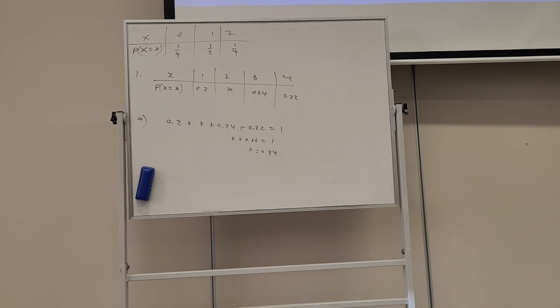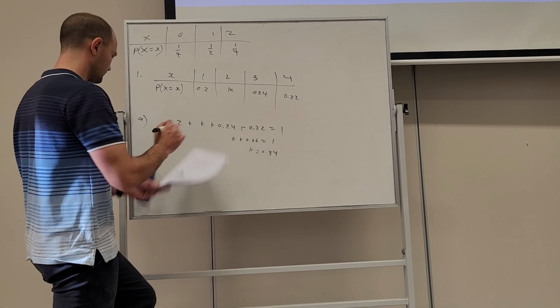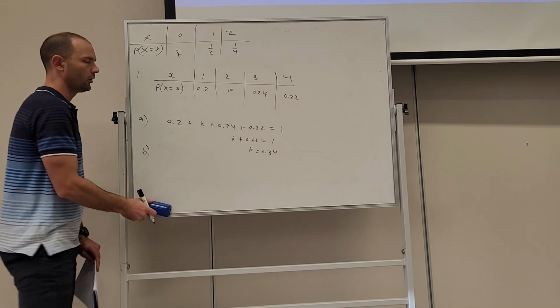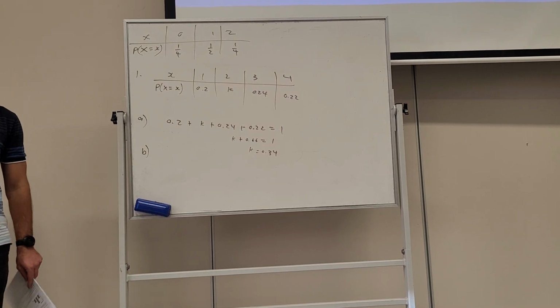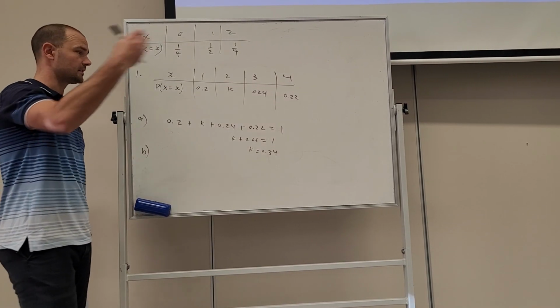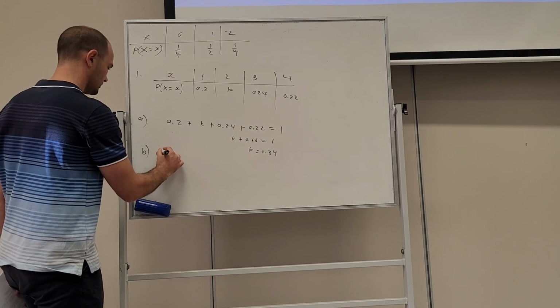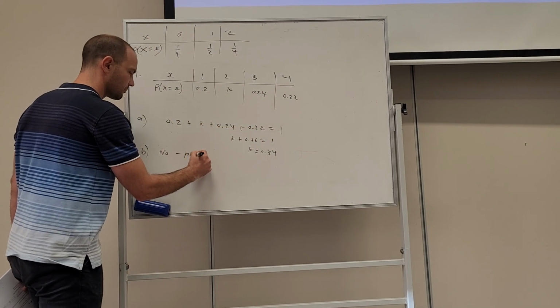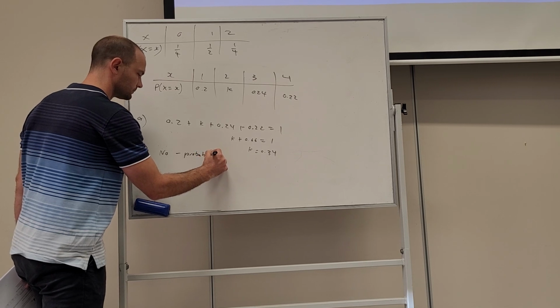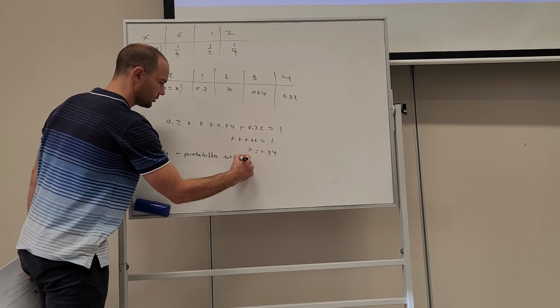Okay. Part B. Is this a uniform distribution? The answer is no. A uniform distribution is a special distribution where each probability is the same. Here we have different probabilities for each event. No, we can just say probabilities differ, or probabilities not uniform.